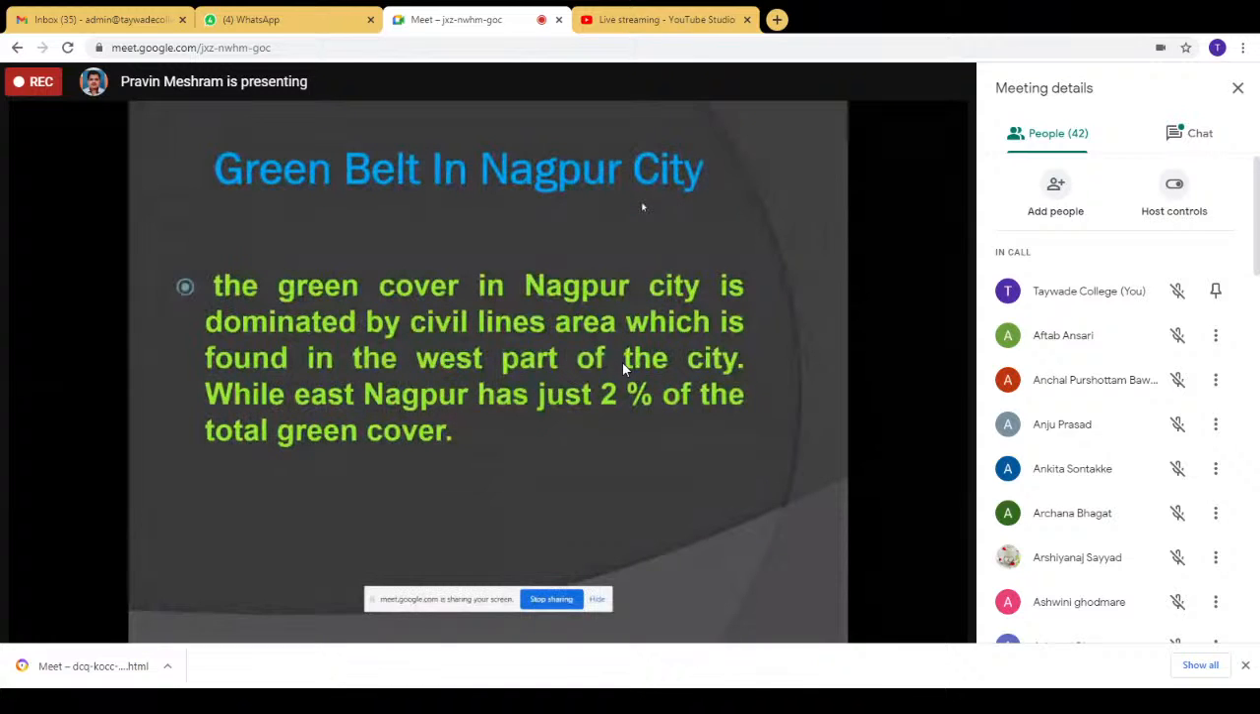Let us look at the green belt in our Nagpur city. The green cover in Nagpur city is dominated mostly by the Civil Lines area.